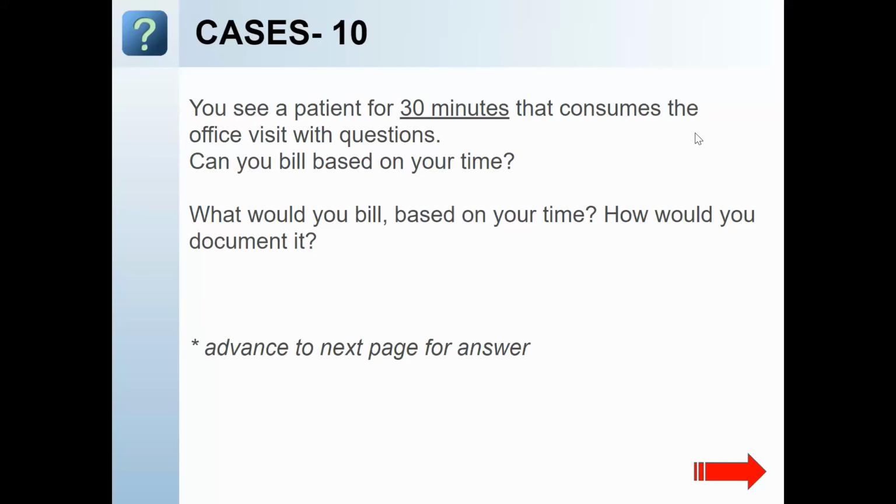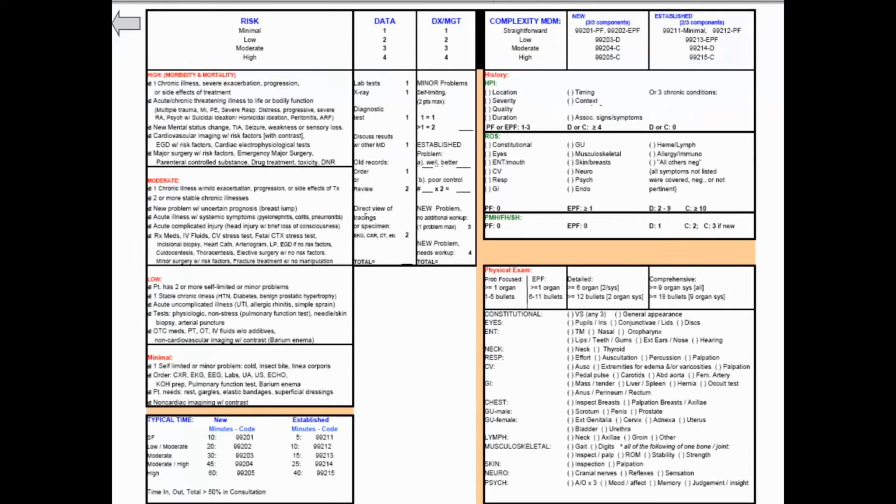Now, before we look at this, let me just stop here for just a minute. This is a patient that's coming in and wants to really spend the visit talking with you. And you think, can you bill based on your time? Let's look back at the worksheet. This is the worksheet that we've been using throughout the whole course. You should hopefully have it in front of you right now. It makes things really easy to look at.